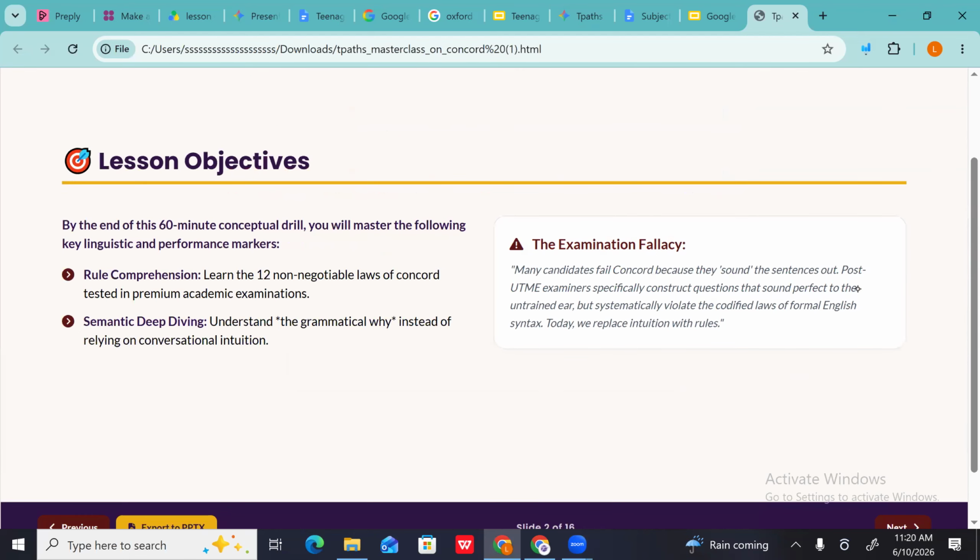So the objective of this lesson: by the end of this lesson, you should be able to learn the 12 non-negotiable laws of Concord tested in premium academic examinations, to do semantic deep diving, and understand the grammatical why instead of relying on conversational intuition.